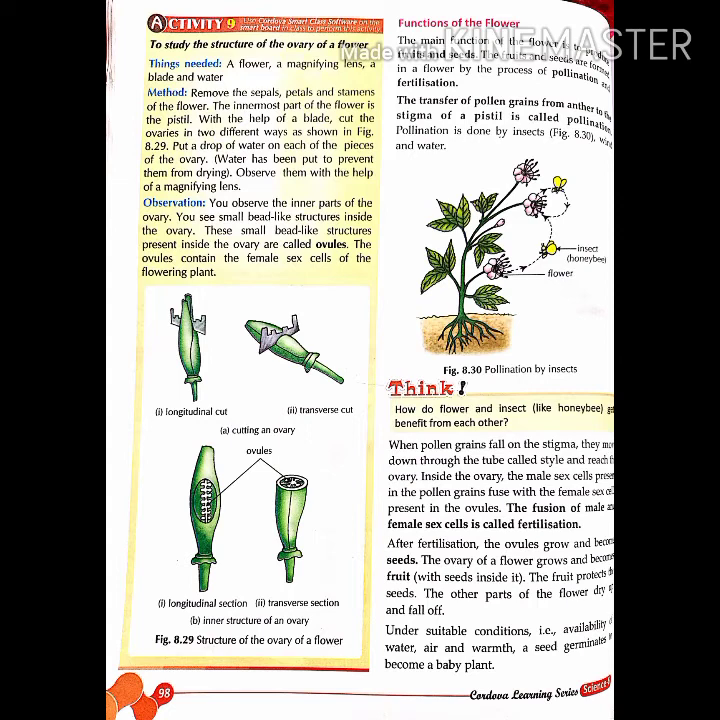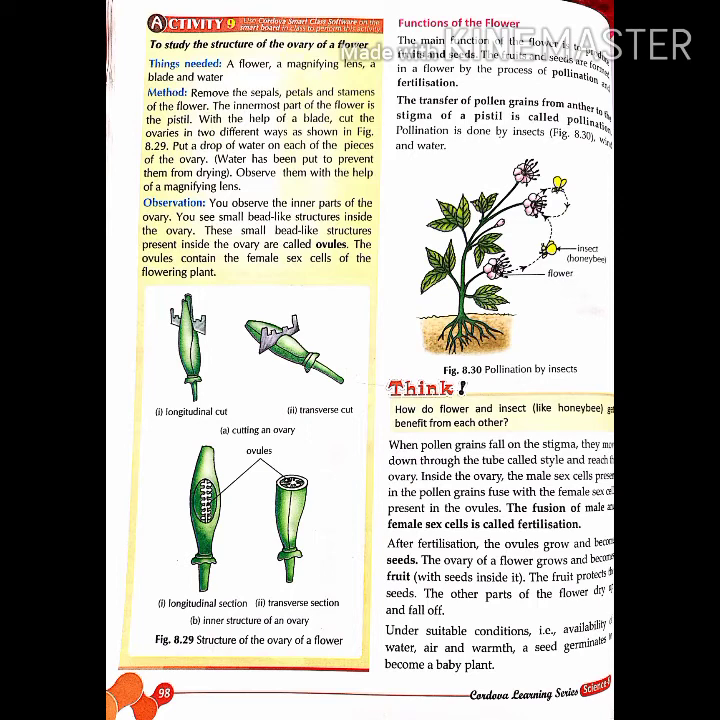ठीक है, उसको वो फ्यूज करता है. The fusion of male and female sex cells is called fertilization. पॉलिनेशन क्या हुआ? Pollen grains reach to the stigma or pollen grains reach to the pistil. This is called pollination. ठीक है, and the fusion takes place between male sex cells and female sex cells. It is called as fertilization.